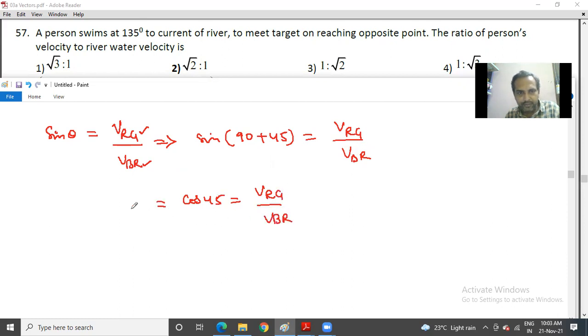Now this is going to be 1 by root 2. But the present question is person's velocity to river velocity. So you have to make numerator as denominator, denominator as numerator. So this is the question, VBR by VRG. So it will be root 2 by 1. So root 2 is to 1. So second option is correct.